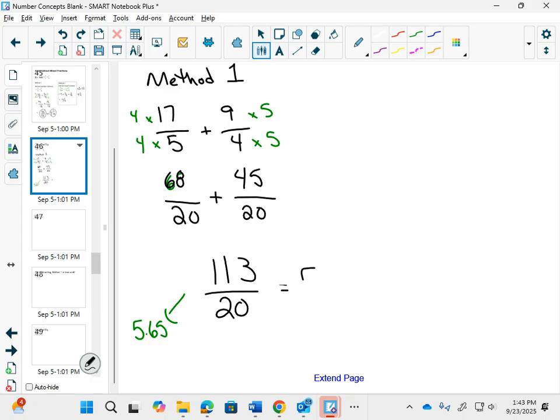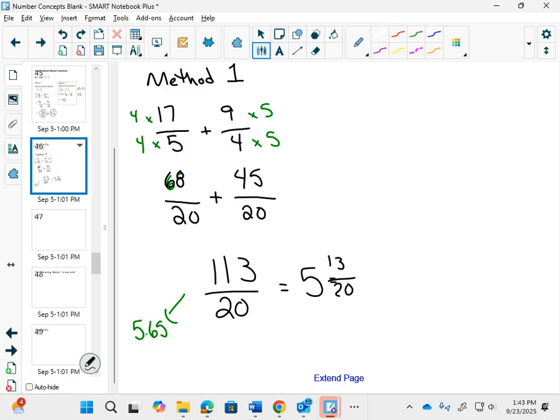a hint in my mixed fraction. I know that the whole number is a 5. So if I do 5 20s, do you see that that gets up to 100? Leaving me with 13 left. So I get 5 and 13 20ths.